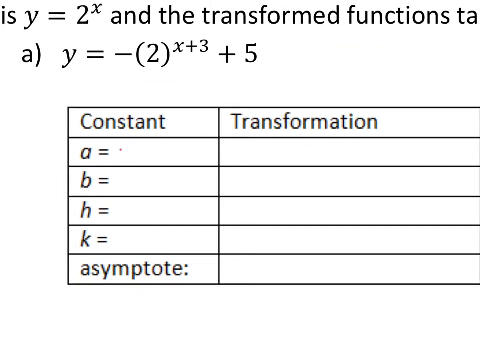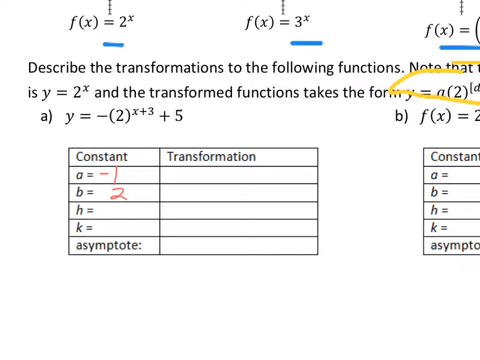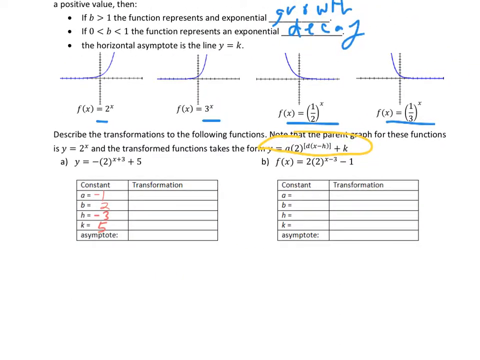the a is -1. Just remember there's a 1 there even though I don't see it. B is 2. H, again, is whatever is happening to the exponent or within the radicand or within the parentheses for a parabola. So that means h in this case is -3 and k is 5. And the asymptote is always going to be what k is. So y equals 5.